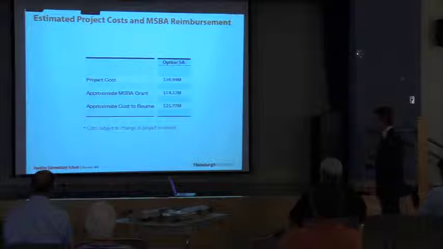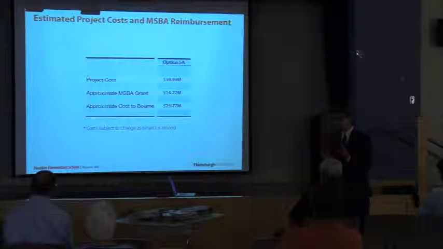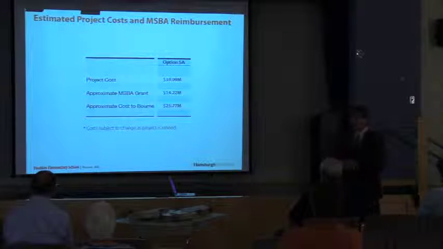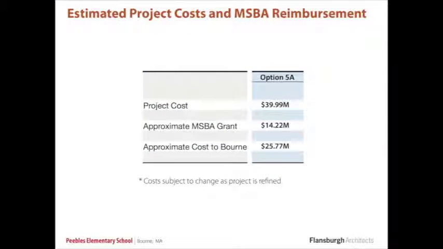So how does that then translate against the $39.9 billion total project cost? Once you factor in all of the formulas that MSBA has for all the project costs, that equates to a grant of approximately $14.22 million from the state for the project, which is a very, very significant grant for a project of this size.